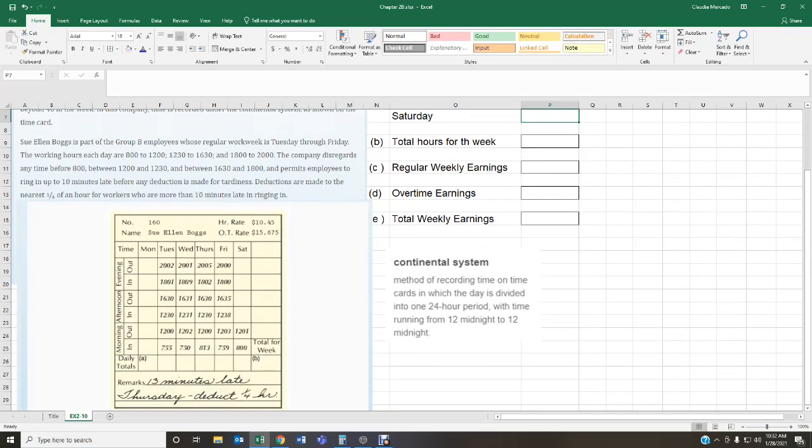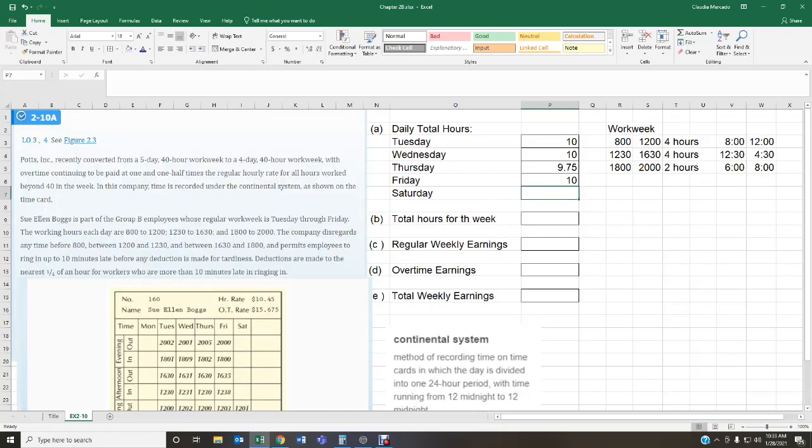Now, if we look on Saturday, the employee worked from 8 to 12:01. Okay, they clocked out 1 minute late, but that's acceptable. They're not going to get paid for that 1 minute, so we're going to assume they worked from 8 to 12. That is 4 hours. Now that we have all our daily hours worked, I can add those hours for the week. And that gives me 43.75 hours.